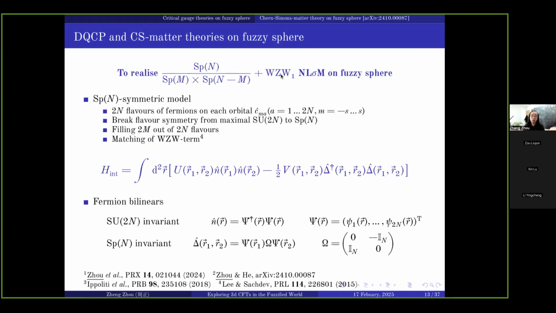nonlinear sigma model with Wess-Zumino-Witten term on the fuzzy sphere, we begin with constructing an Spn symmetric model. That is to say, we put 2n flavors of fermions on each orbital.